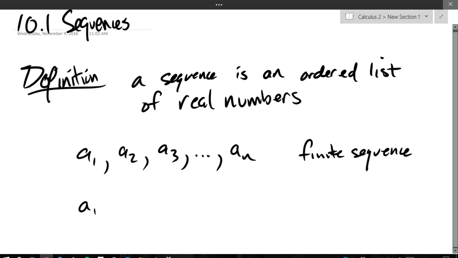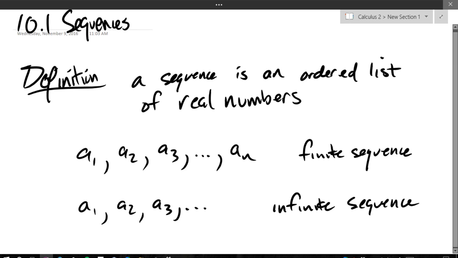And if you go a1, a2, a3, that doesn't end. We would know what comes next, a4, a5, but it doesn't end, so that's an infinite sequence. So we're going to do a little bit with finite sequences, but we're mostly going to be focused on infinite sequences.